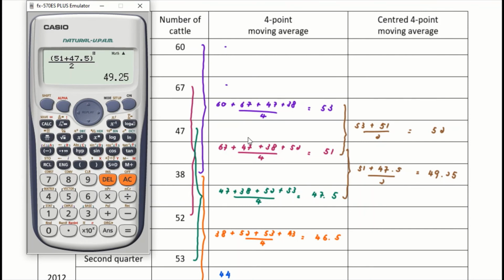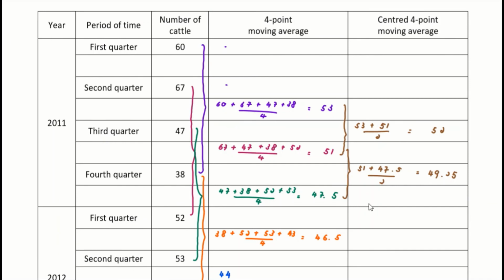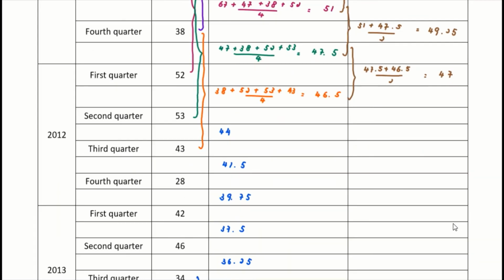Okay, so let's continue for the rest. So we have 47.5 and 46.5. These two values added together and then divide by 2. Okay, so we have 47 here. So let's use the same approach to find all the other answers. So 46.5 and 44. Try to find the centered moving average here. Then we are able to get 55.25.